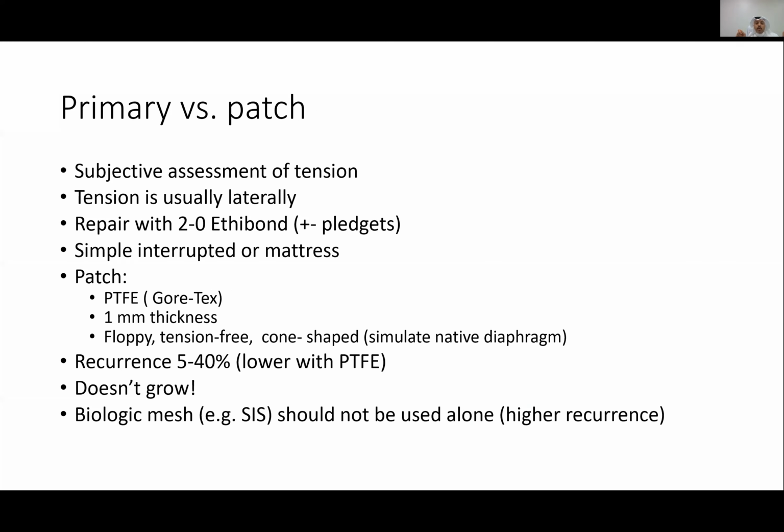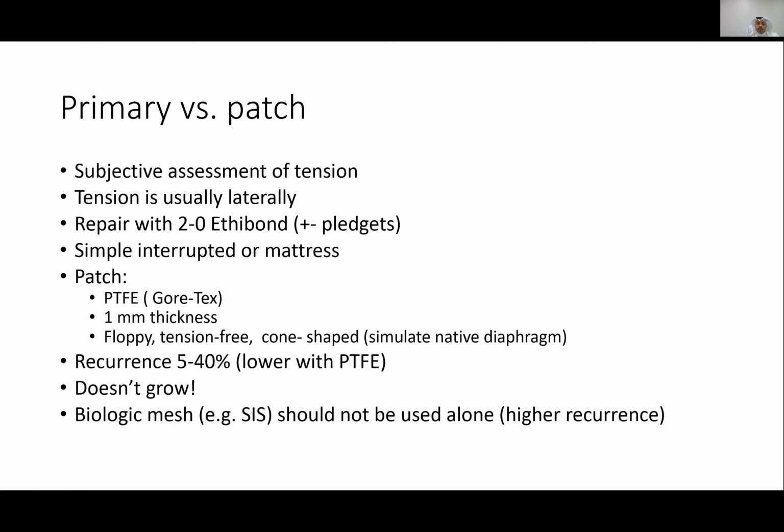So commonly I would grasp with a Babcock and approximate the diaphragm edges together and assess. Repair usually with 2-0 Ethibond. You can use Bludget if you want. Use simple interrupted or mattress sutures. What about patch use? There are several patches used. I'll show you a table, but the most common is the PTFE Gore-Tex patch, which is a 1 millimeter thickness patch. It is non-absorbable. And the idea is to put it in a floppy, tension-free, cone shape. So basically you want it to bulge into the chest so it looks like a native diaphragm.